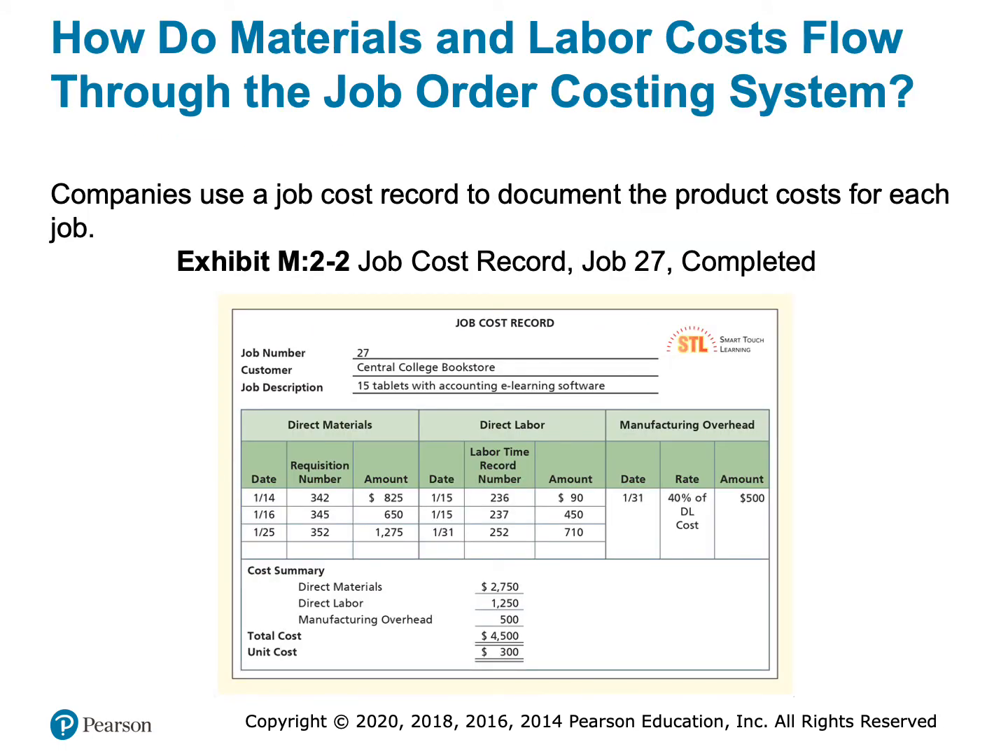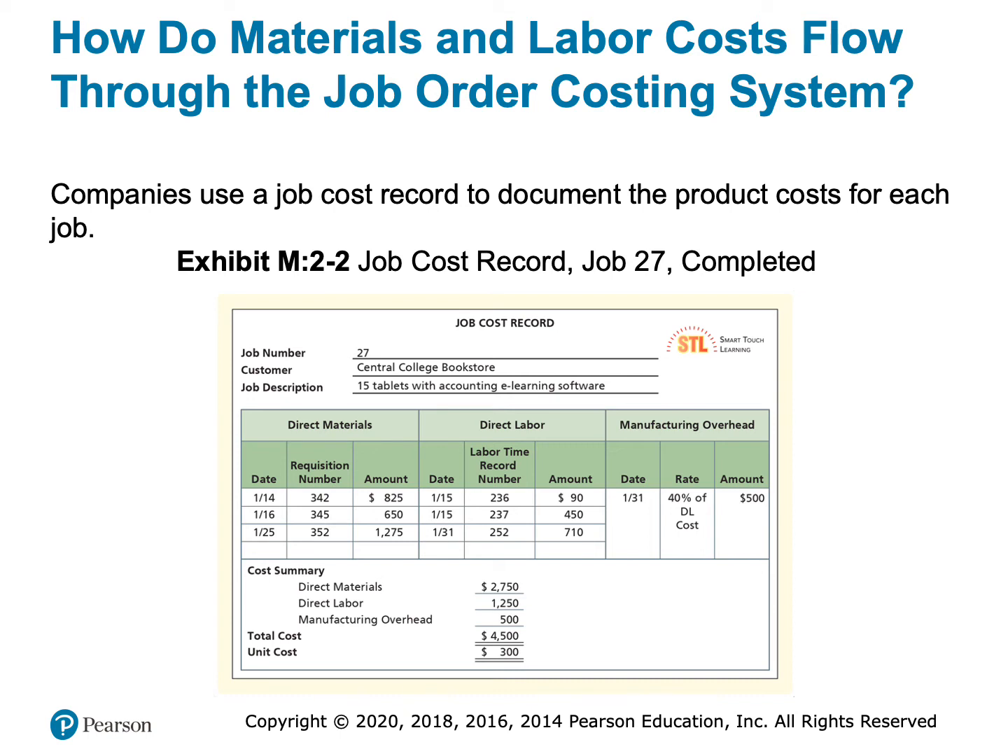So in a job order cost system, we're going to keep what's called a job cost record. You may not formally call it that, but that's really what it is. It's where we're going to keep track of all the direct materials that we used, all the direct labor that we used, and all the overhead that we applied to this job. So we have an example of a job cost record here that Smart Touch Learning did for Central College Bookstore, where they built, they manufactured, they produced 15 tablets with their custom e-learning software on it.